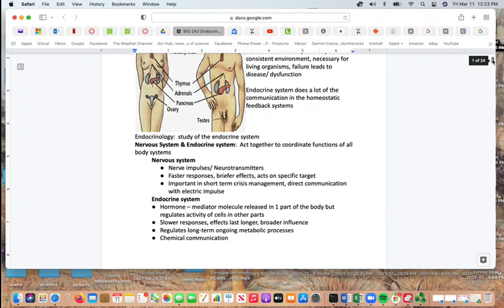So if there is something that's life-threatening, you want a nervous system response. That's going to give you that message right away. So it's great for short-term crises, and gives direct communication with an electric impulse.